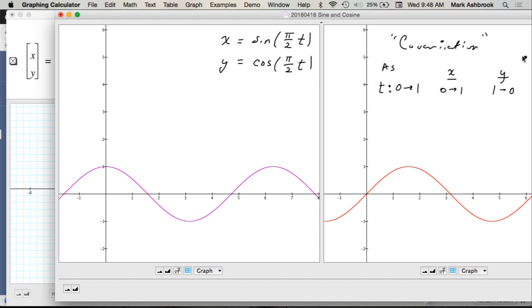So what can we say as t goes from 0 to 1? Can anyone describe what's happening there? Yeah, Nick. First quarter of the unit circle, in the first quadrant. Starting from where? Starting from the point (0, 1) to (1, 0). Okay, so as t goes from 0 to 1, x goes from 0 to 1, y goes from 1 to 0.